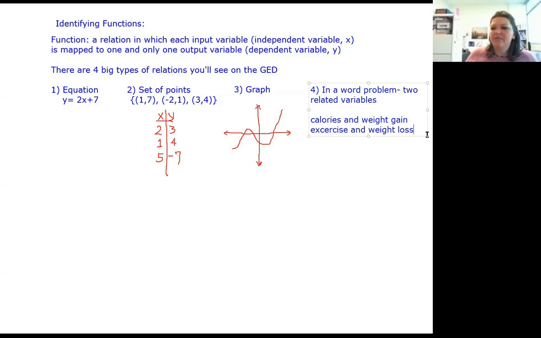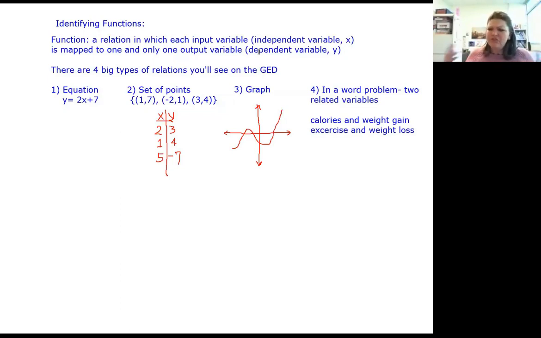So any one of these can be a relation. Now, notice, I didn't just tell you that a function is a relation. I told you that it's a specific kind of relation. I said it's one in which each input variable is mapped to one and only one output variable. Each x only gets one y. Or each time you put a number into your function, you get the same answer.